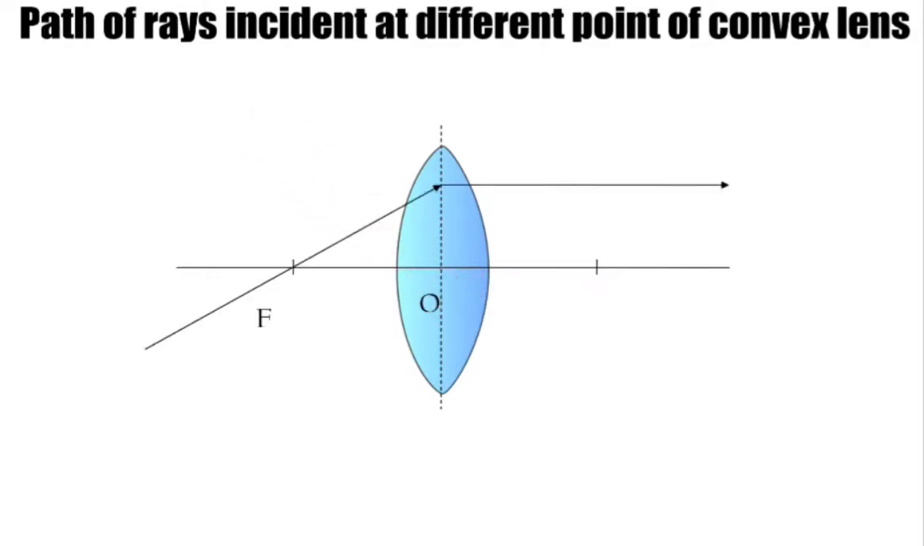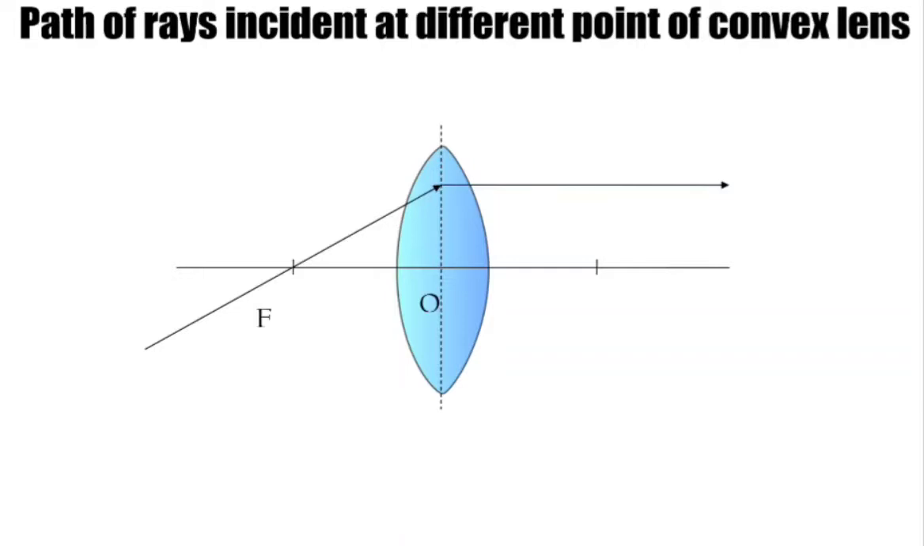Now if the ray is moving like this and passing through the focus point on this side of the lens, then when it crosses the center line of the lens, it will bend in this manner and become parallel to the principal axis.